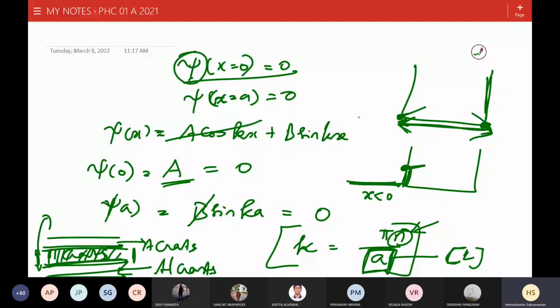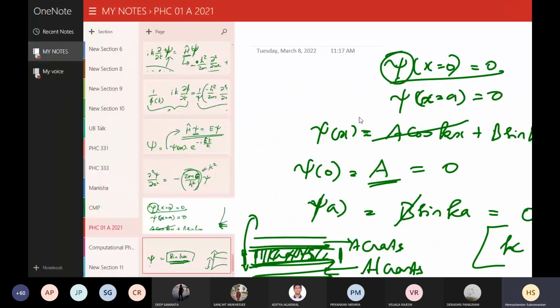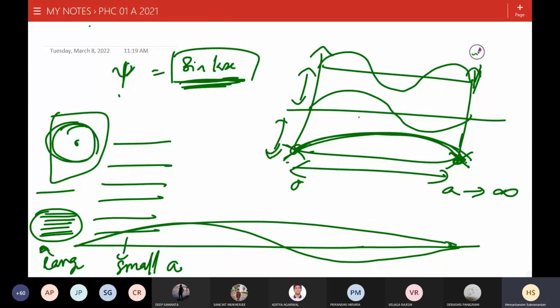Okay, so A is not a dynamic parameter, a dynamic variable. The A is a constant defined by the experimentalists. Does that make sense? Okay, let's continue.